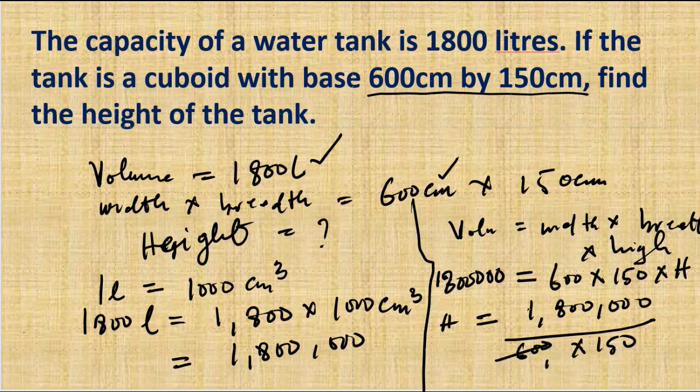600 here is 1. 600 here obviously is 3,000. 150 here would be 2 here and 0. That equals 20. So the height is the same thing as 20 centimeters.